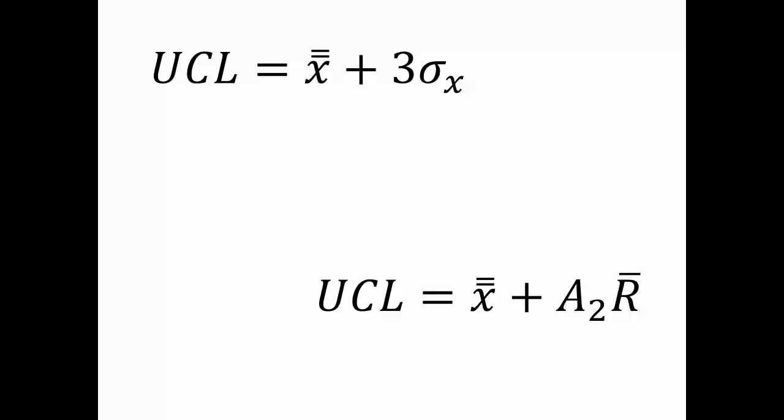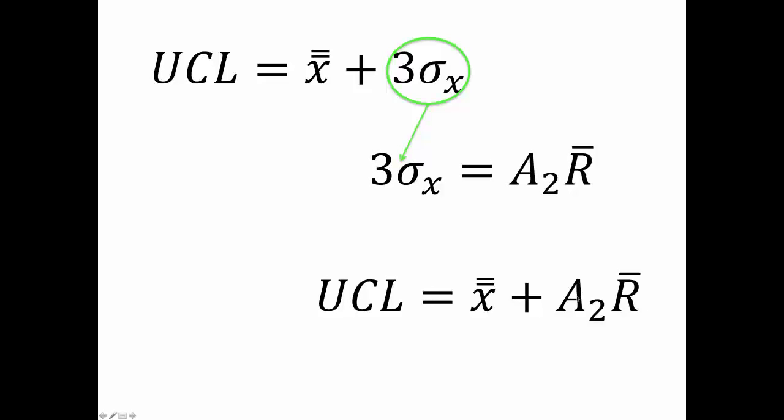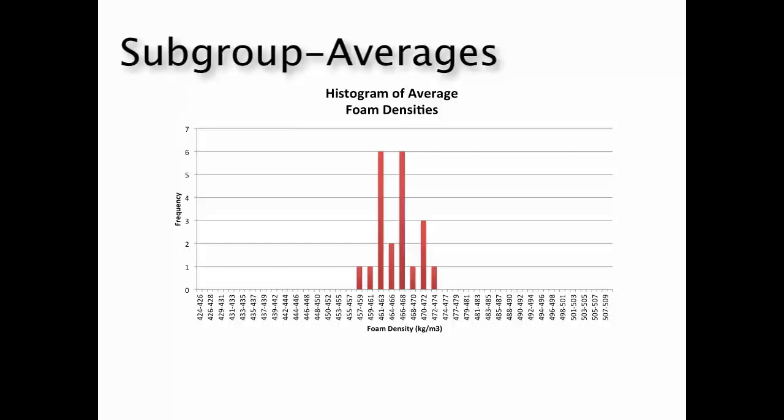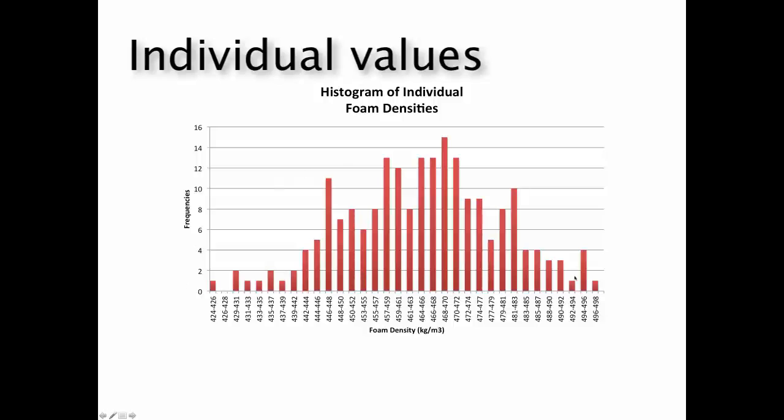The specific term that we use to calculate this number is A2 times R bar. A2 times R bar is an estimate of the standard deviation of subgroups. In other words, it's an estimate of the standard deviation of this set of values here, not this set of values. In capability, I'm concerned with the standard deviation of the individual values.